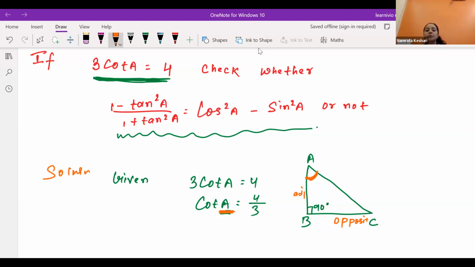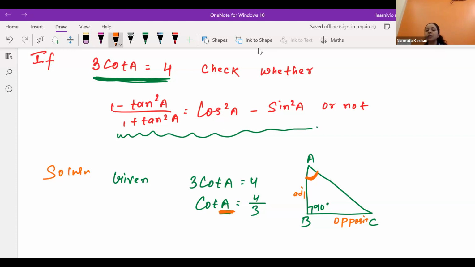Now it's completely up to us. We can maintain 90 degree at B or maybe at C, but we have to be careful that angle A over here is the angle which is given in the question. We have to focus on angle A. Accordingly, we will be deciding which one is the opposite side and which one is the adjacent side. So I have marked angle A over here in this triangle we are having.